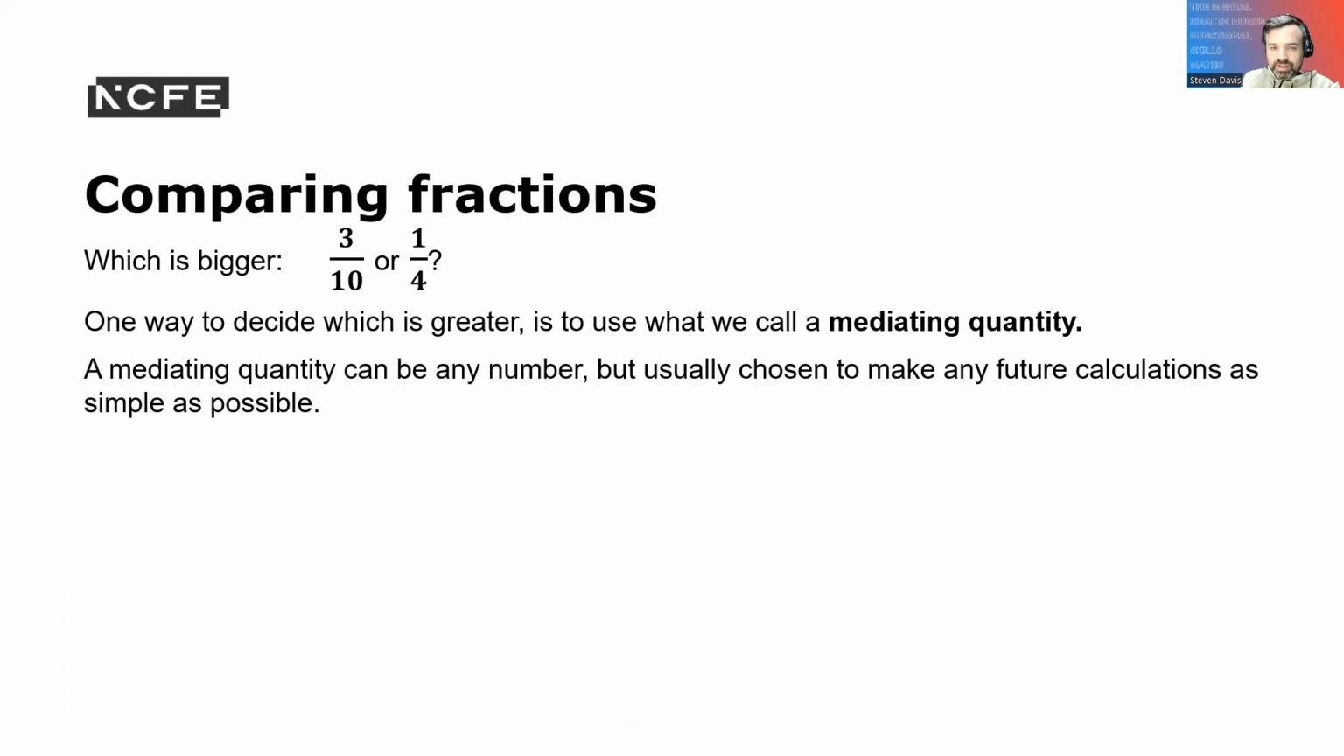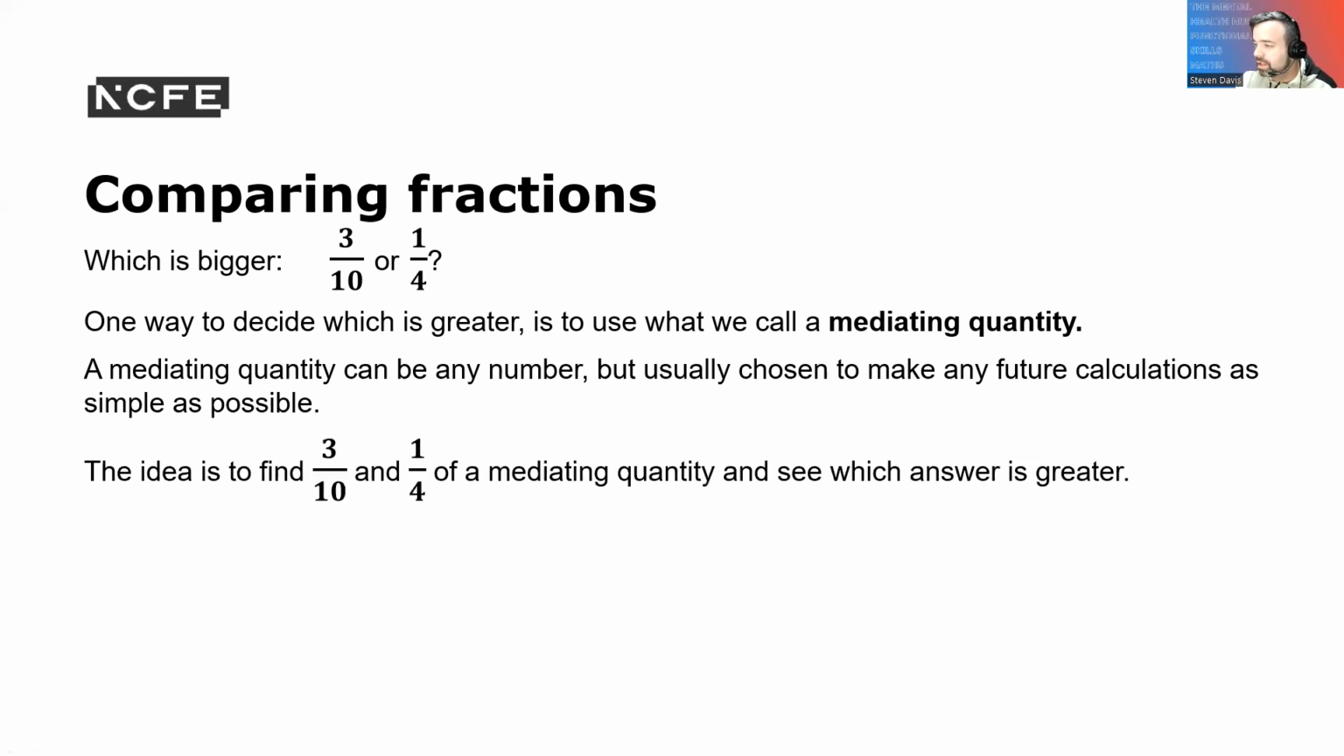So, comparing fractions, which is bigger, 3/10 or 1/4 or a quarter? One way to decide which is greater is to use what we call intermediate quantities. An intermediate quantity can be any number, but usually choose one to make any future calculations as simple as possible.